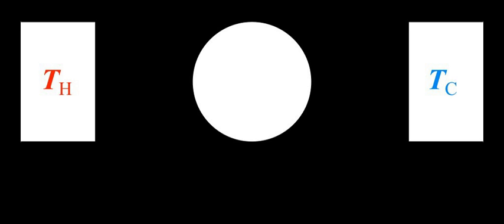The product PV is the energy lost to a system due to mechanical work. This product is one term which makes up enthalpy: H equals U plus PV, where U is the internal energy of the system.